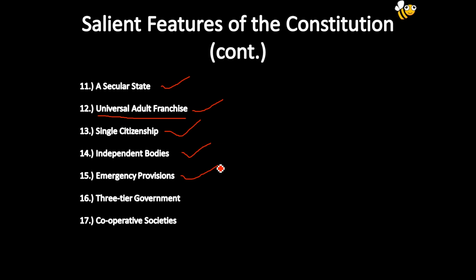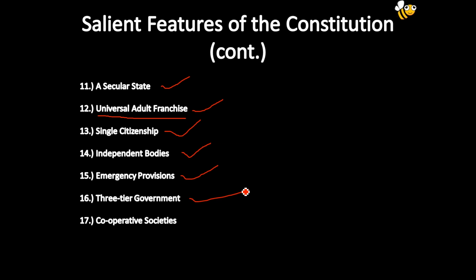The next is the three-tier form of government. Like any other federal constitution, which provided the dual polity regarding the organization and the powers of the center and the states, this feature provided a third tier to the government, that is the local tier. By the 73rd and the 74th Constitutional Amendment Act in 1992, provisions have been made for the rural local governments and also the urban local governments.